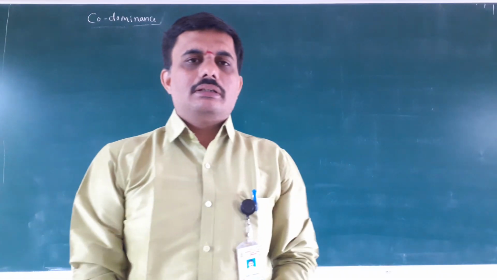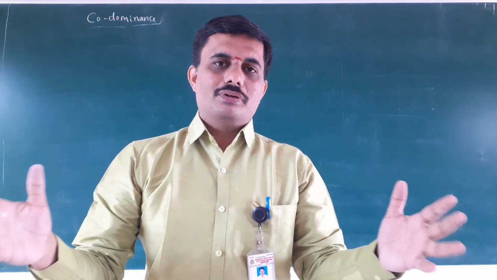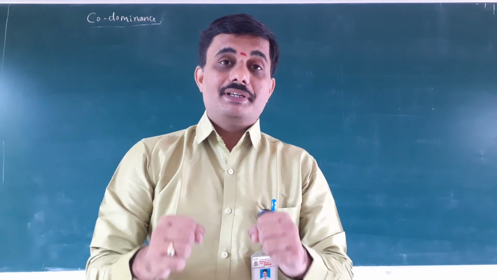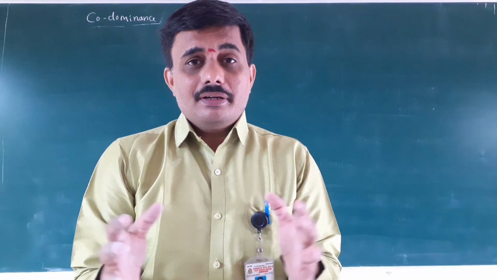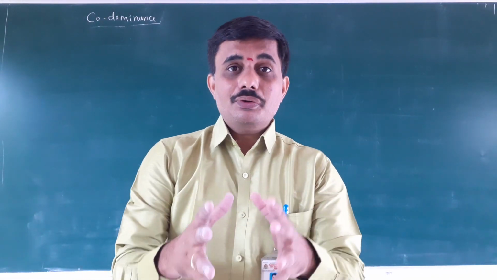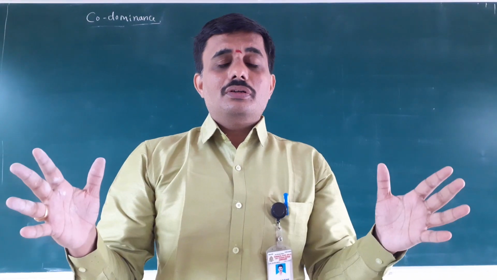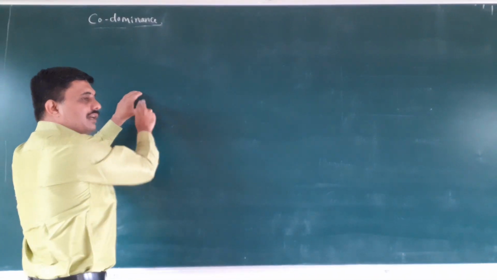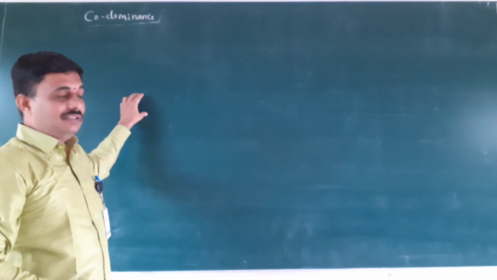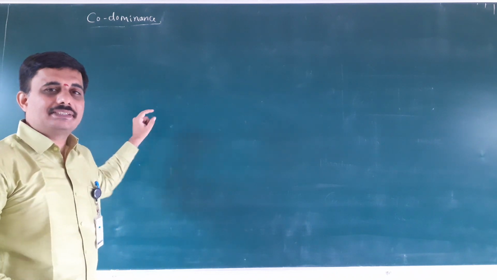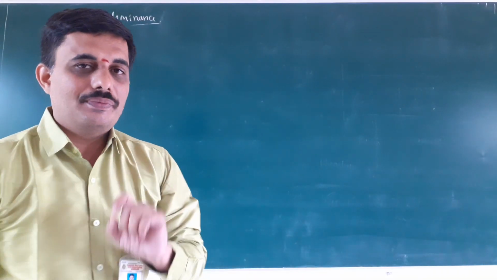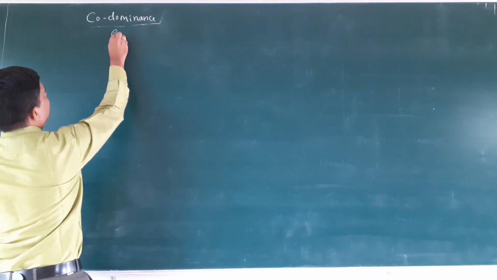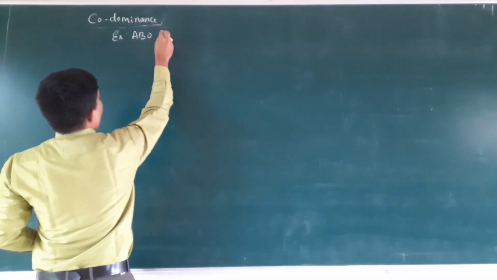If both the traits, or both the contrasting characters, are dominant alleles, when they are brought together in hybridization in the heterozygous condition, both the genes express equally. It is called codominance. Whenever both dominant genes are brought into hybridization in the heterozygous condition, and both characters express equally, it is called codominance.